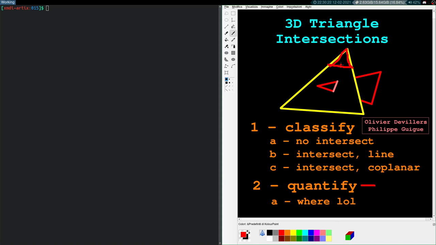That's the terrible case. Unfortunately, though, it's a very common case, especially when you're working with primitives with flat faces like prisms, cubes, stuff like that, and extrusions. You have this all the time, and it's just an absolute mess if you can't do it properly. So that's the classification. After that, once you determine what's going on in the triangles, you have to be able to figure out where it's going on. So where does the intersection occur? Where is this line segment? That's not as easy as it would sound. It's actually a lot harder than the classification. So we'll get into all this.